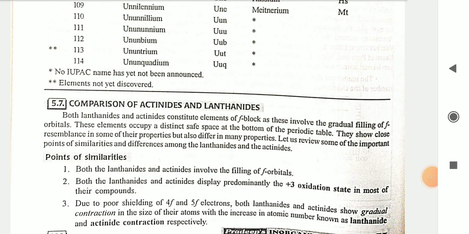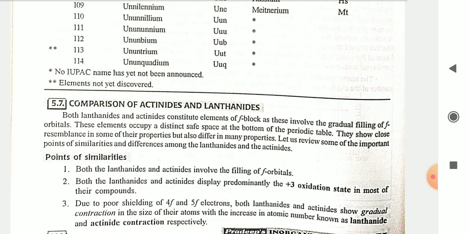Comparison of actinides and lanthanides. Both lanthanides and actinides constitute elements of the f block, as these involve the gradual filling of f orbitals. These elements occupy a distinct space at the bottom of the periodic table. They show close resemblance in some of their properties but also differ in many properties. Let us review some of the important points of similarity and differences among the lanthanides and the actinides.